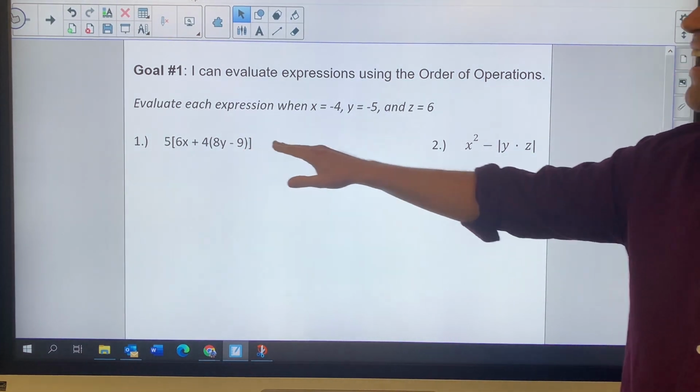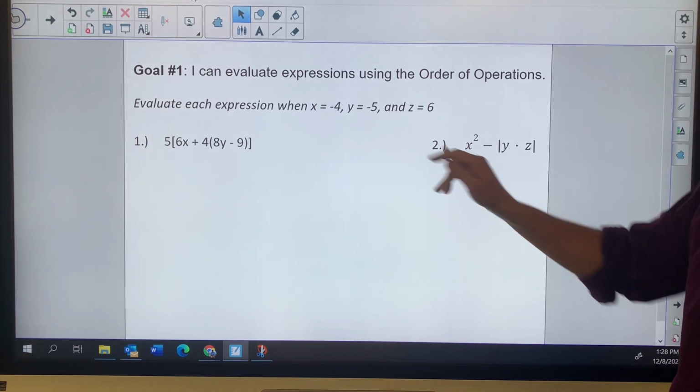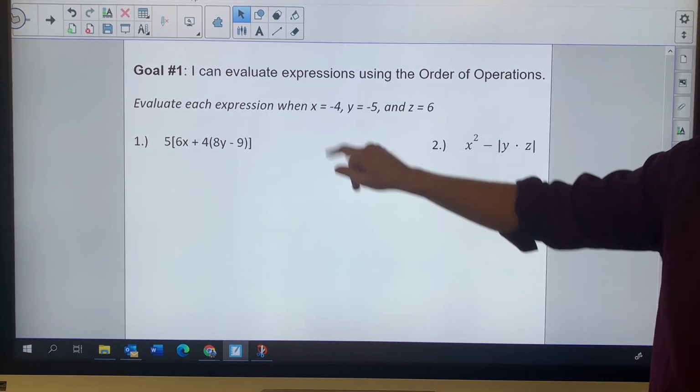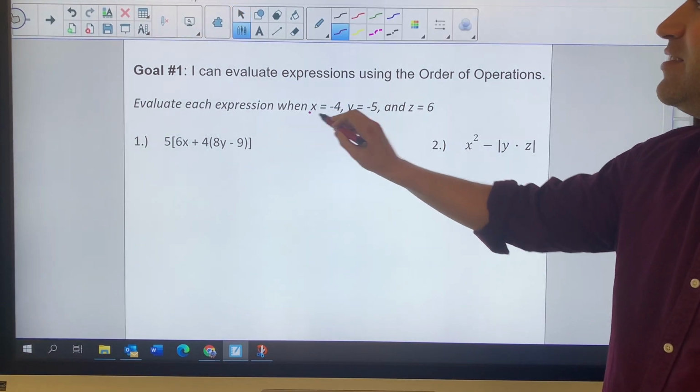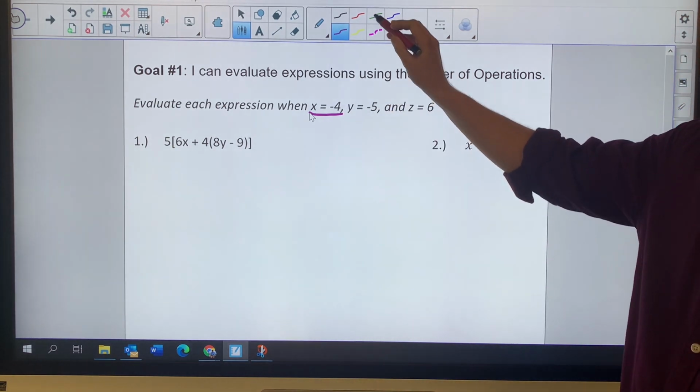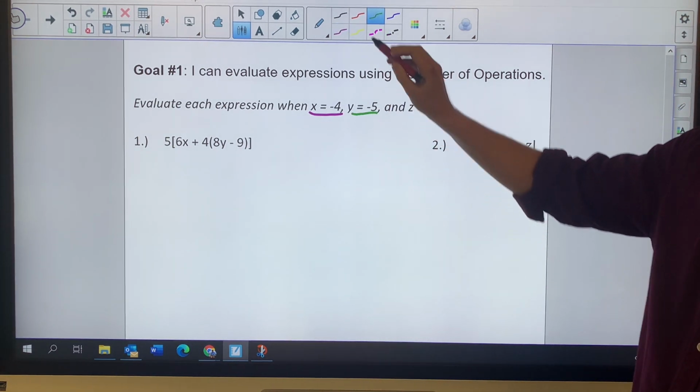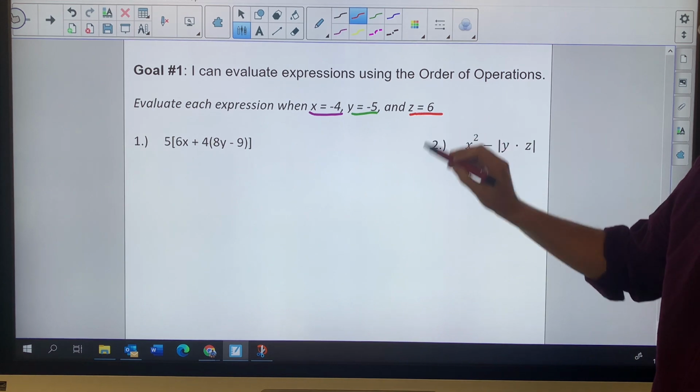I'm going to take the x and the y, and in number 2, the z, and I'm going to substitute in these numbers. So x is going to become x equals -4, y is going to become -5, and z is going to become 6.